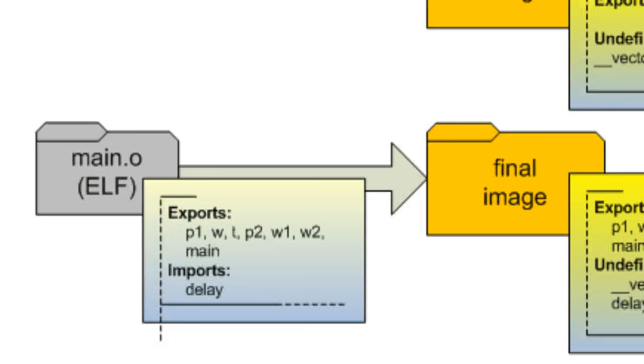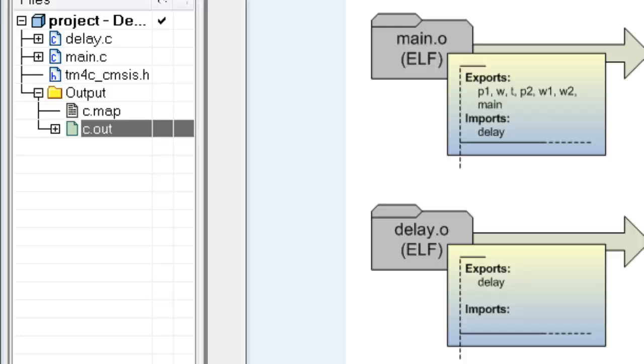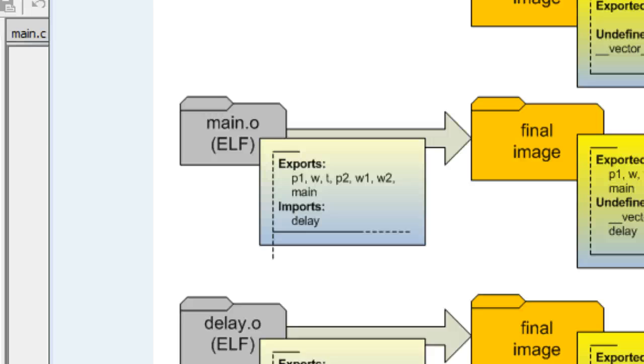The general rule is that all object files directly included in the project, such as main.o and delay.o, are always linked into the final image. Because of this, the order of linking does not matter for these files, but let's assume that the first will be main.o.